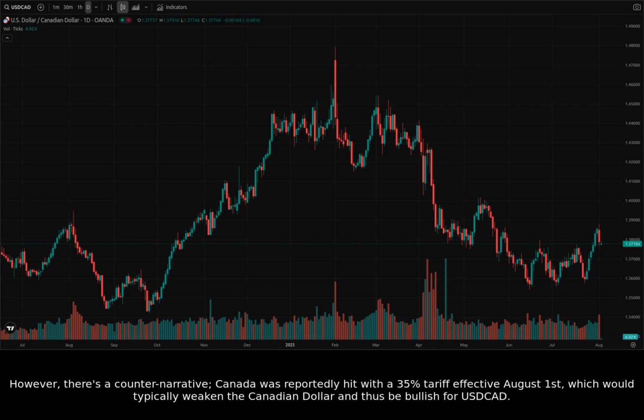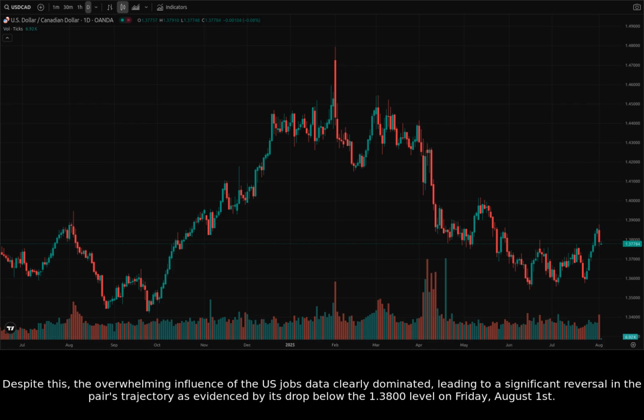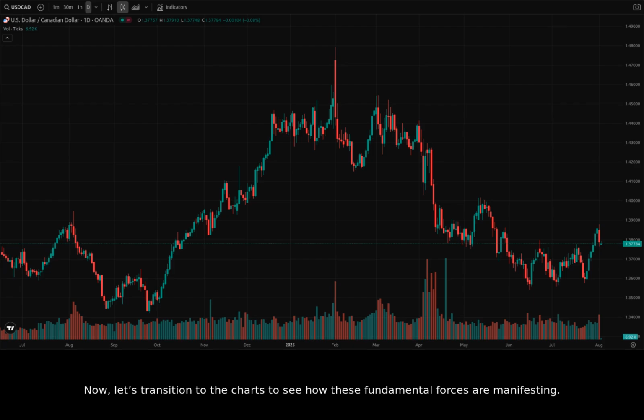However, there's a counter-narrative. Canada was reportedly hit with a 35% tariff effective August 1st, which would typically weaken the Canadian dollar and thus be bullish for USDCAD. Despite this, the overwhelming influence of the U.S. jobs data clearly dominated, leading to a significant reversal in the pair's trajectory, as evidenced by its drop below the 1.3800 level on Friday, August 1st. Now, let's transition to the charts to see how these fundamental forces are manifesting.